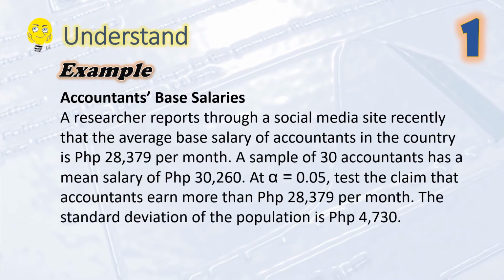Let us have an example. Number 1. The accountant's base salaries. A researcher reports through a social media site recently that the average base salary of accountants in the country is 28,379 pesos per month. A sample of 30 accountants has a mean salary of 30,260 pesos. At alpha equals 0.05, test the claim that accountants earn more than 28,379 pesos per month. The standard deviation of the population is 4,730.